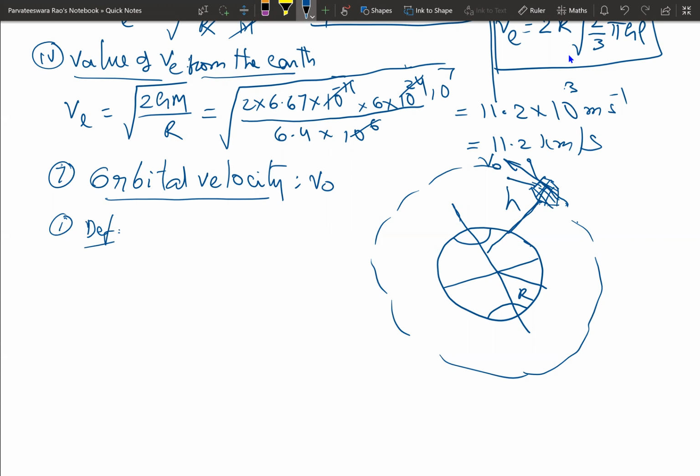The velocity that should be given to a body with which it revolves around the Earth in an orbit is called the orbital velocity.